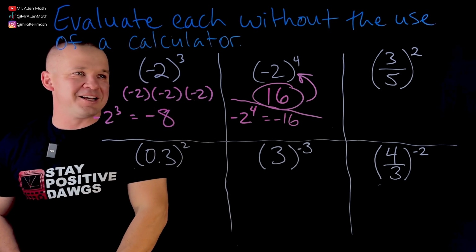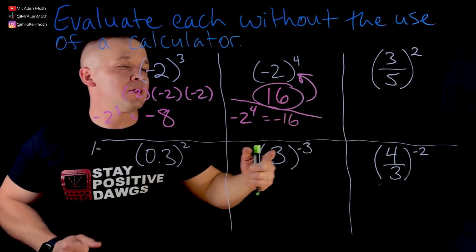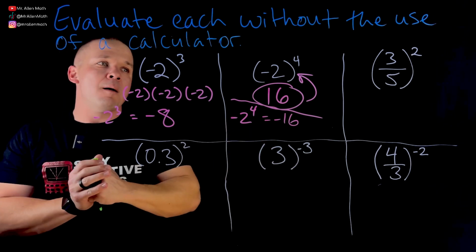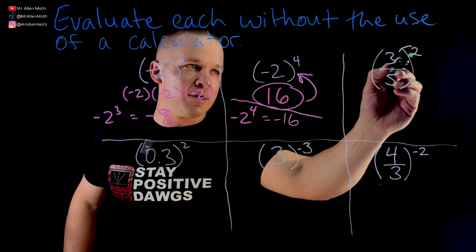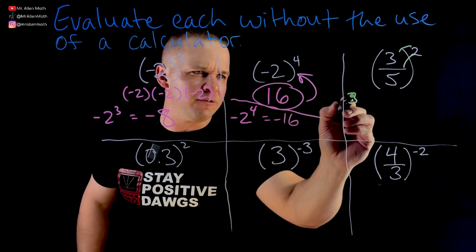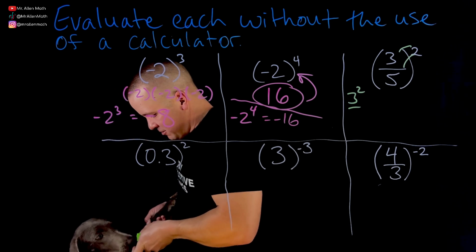Okay, so we've got 3/5 to the second power. The way you handle these is, it looks scary because it's a fraction, but really this just gets applied to both. So I'm going to have 3 squared, which is 9, or we can rewrite it if you'd like, 3 squared.